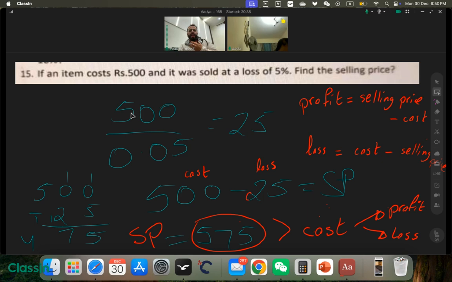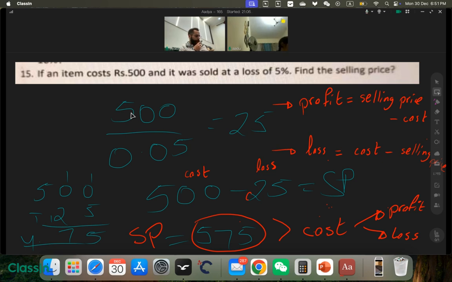If you are at a loss, your selling price cannot exceed the cost. 475. 475 is your selling price. You get it? Yeah. So did you understand why I put profit is equal to selling price minus cost and why I put loss is equal to cost minus selling price?